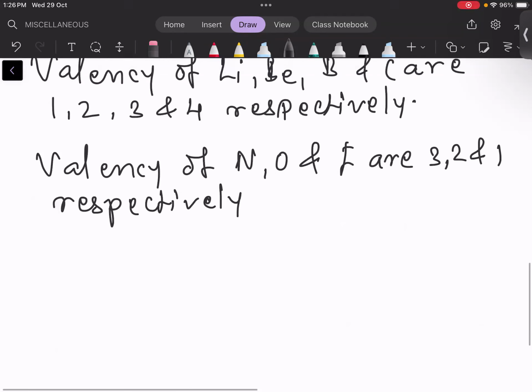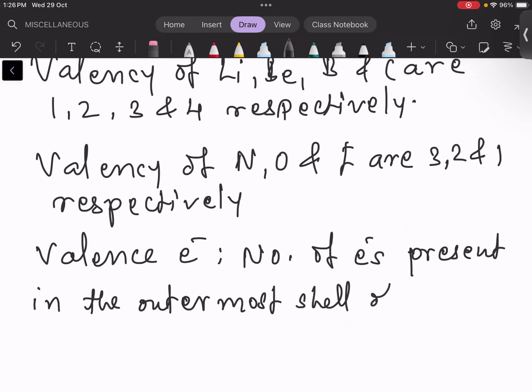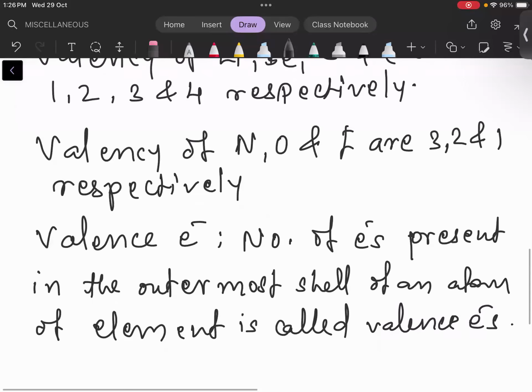What is valence electron? Number of electrons present in the outermost shell of an atom of an element, that is called valence electrons.